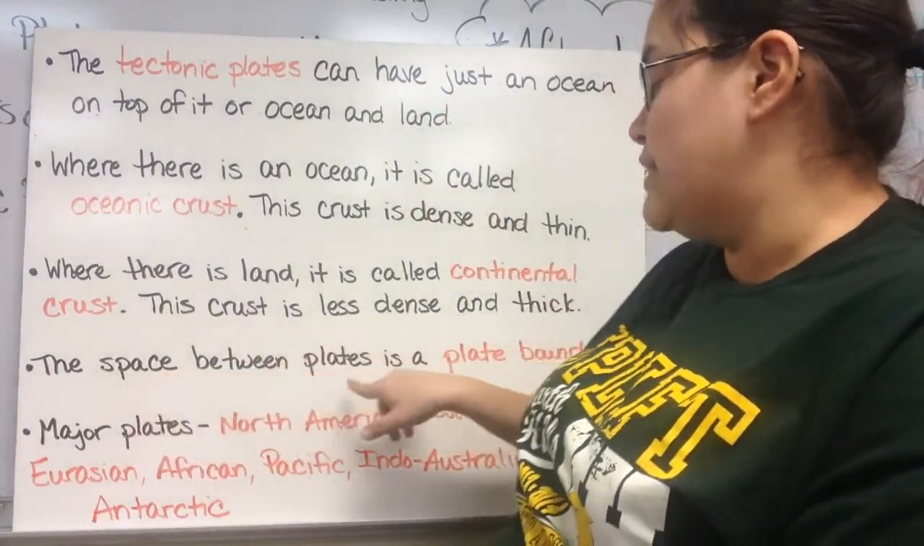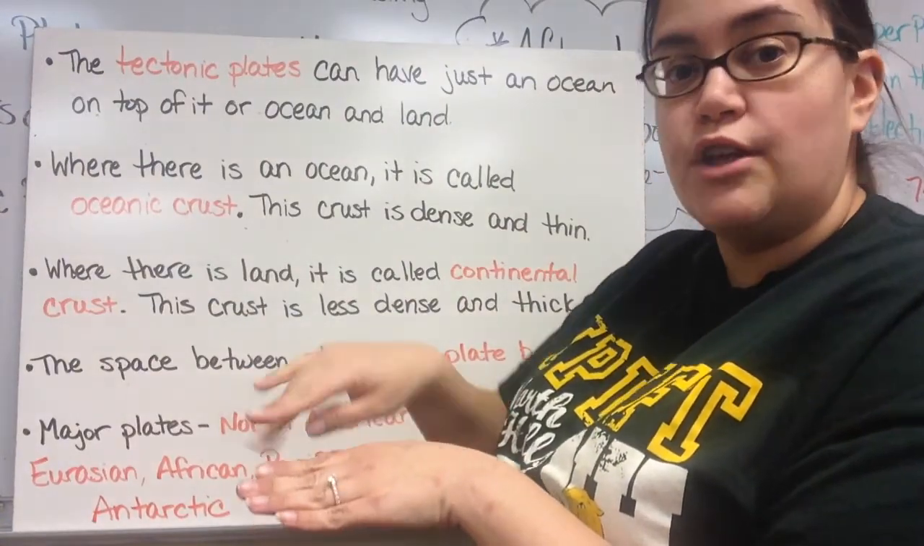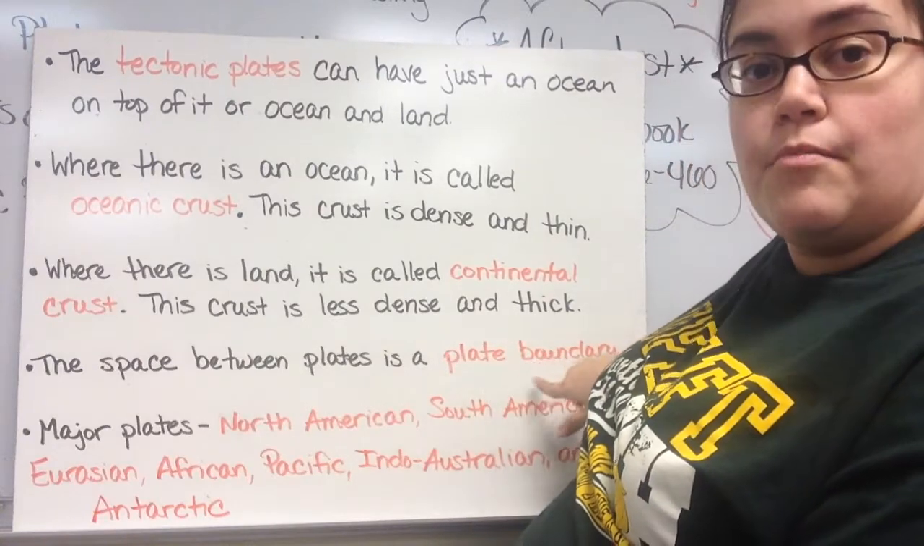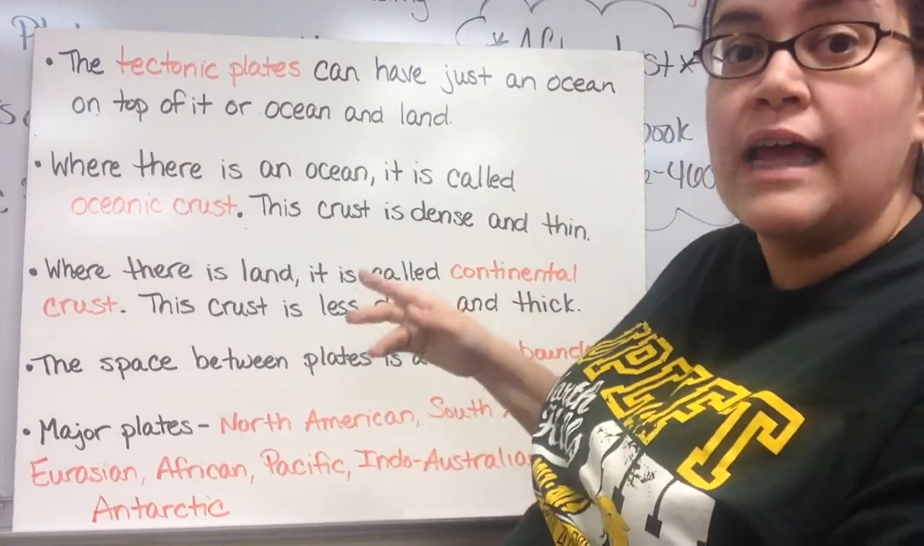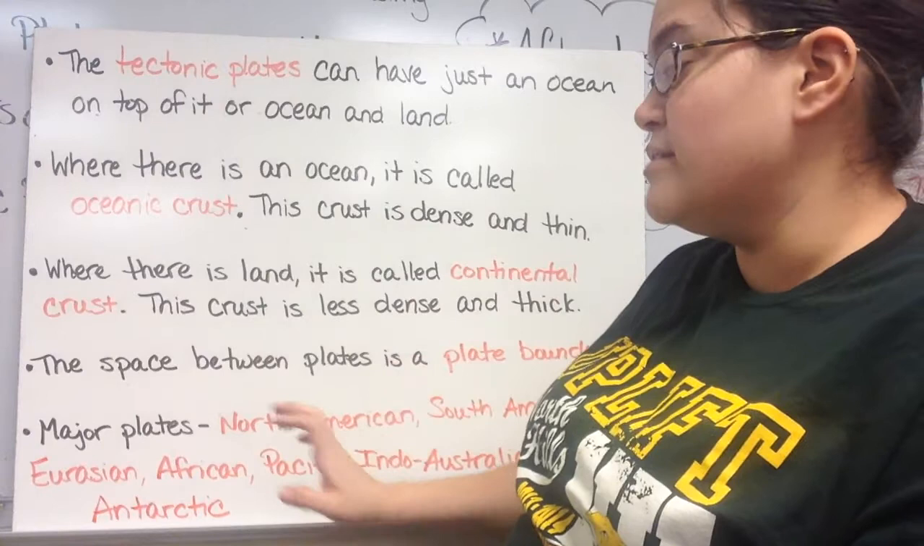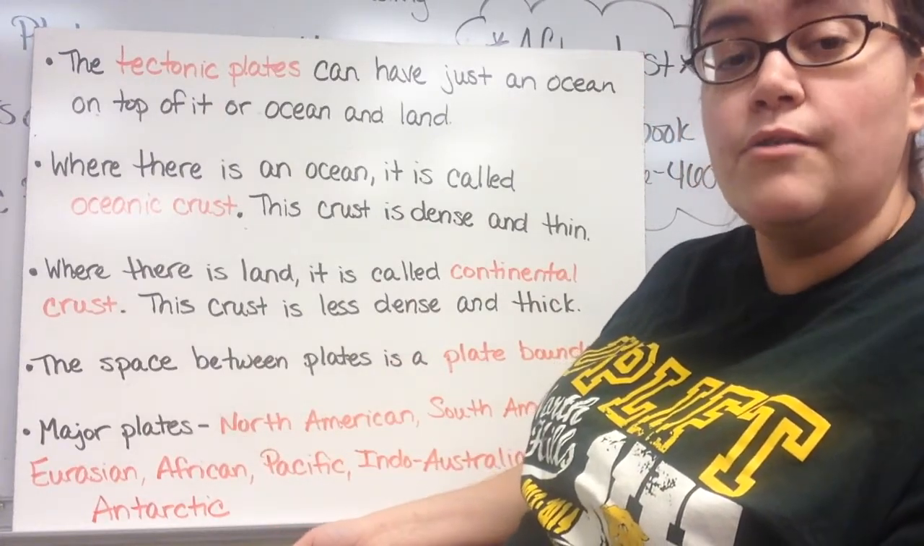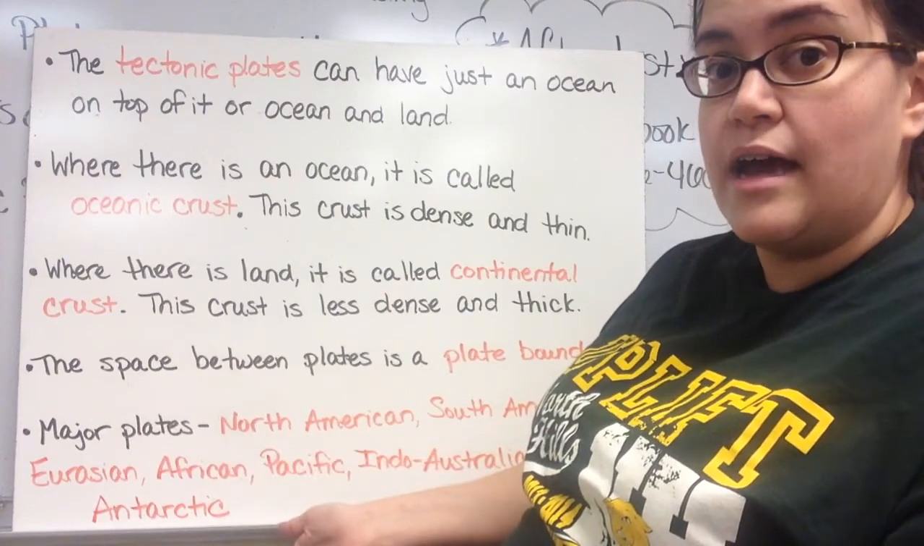So the space between the plates, if you look at a jigsaw puzzle, you know how there's that space between the two pieces? That is called a plate boundary, and we'll learn more about those in a future video. There are 7 major plates that you need to know. There are a lot of little ones too, but you don't need to worry about those as much.